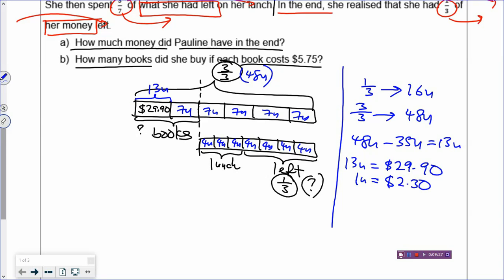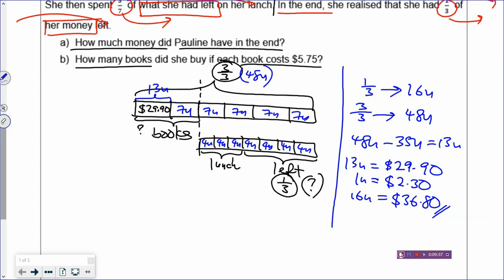So how much money did Pauline have in the end? In the end, she has 1/3 of the money left. And isn't that 16 units? So you take $2.30 times 16, and she has $36.80 left. Right? Agree? Right? So 1 unit is $2.30, so you times 16 units left, and you get $36.80. So how many books did she buy if one book costs $5.75?